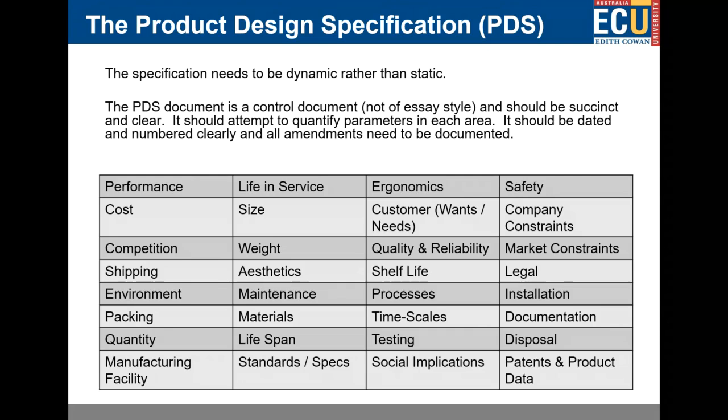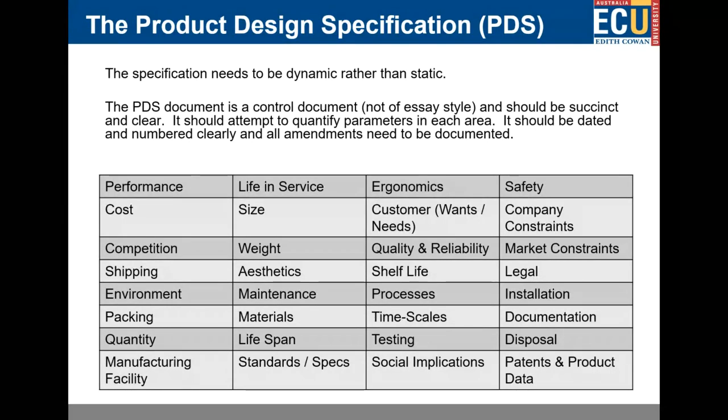So the PDS document is a controlled document, not in SI style, so it's generally quite succinct and clear. It's most often dot points, and it should attempt to quantify parameters in each area. It should be dated and numbered clearly, and all amendments noted need to be documented as well. Some things the PDS may look at are things like performance. What performance is required, the cost, sizing, competitors, shipping, etc.